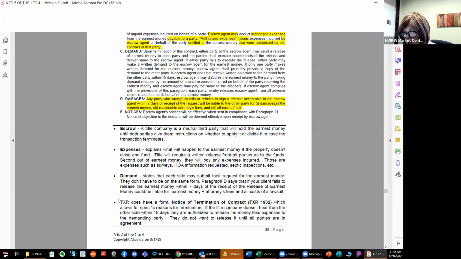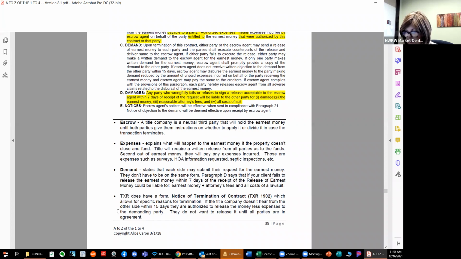TXR does have a form, notice of termination of contract, and it allows for specific reasons for termination. As long as it's one of the legitimate reasons for termination, then that should be released. Once your clients have signed it, you send it to the other agent and to title to let them know your request. You keep title in the loop so they know that the other side hasn't signed it, but we know that they're asking for it now.